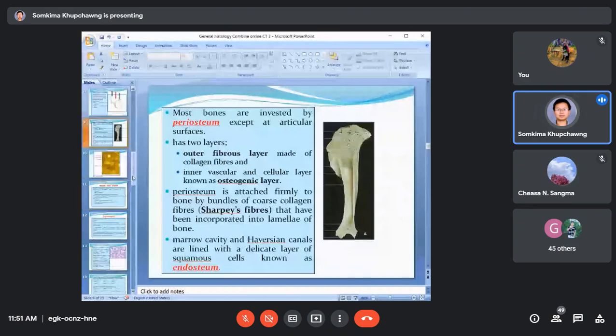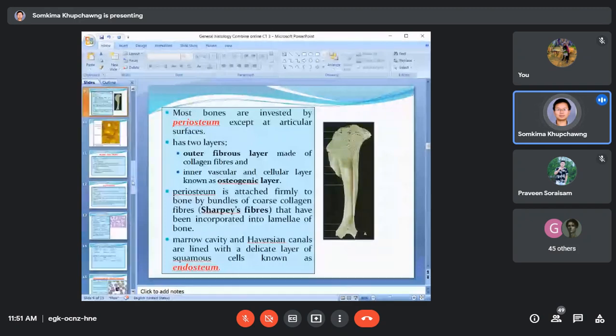Next, periosteum. What is periosteum? Most bones are invested by the periosteum except at the articular surface. So periosteum is, we can say, the outermost covering of the bone. Here at the articular surface, we know what is articular surface, that area will be covered by the articular cartilage, right?